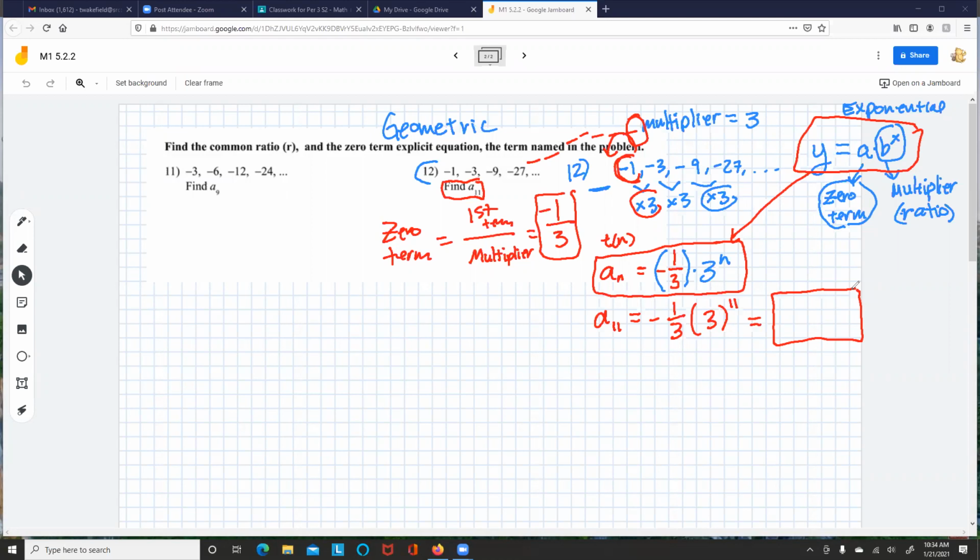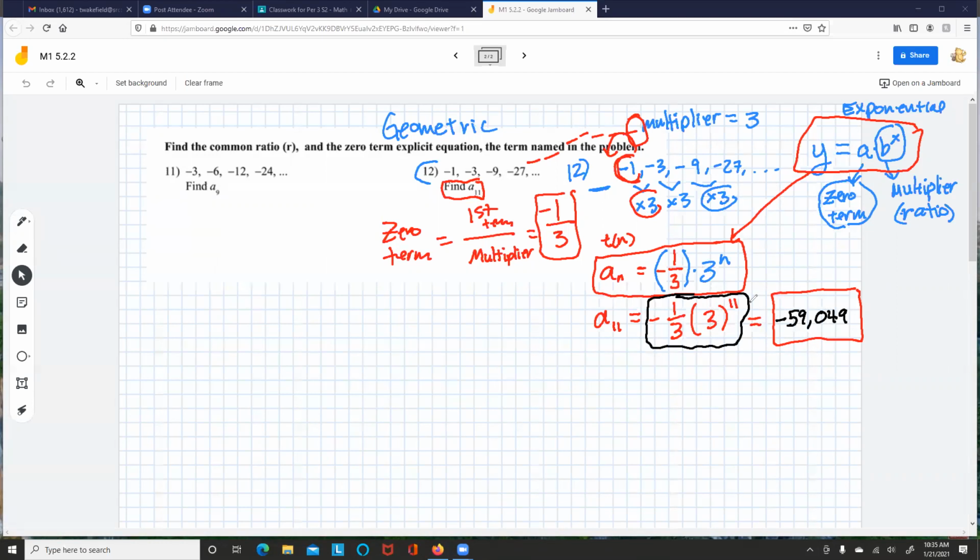Negative 59,049. Yes, good. Use your calculators. Negative 59,049 is the answer. When you plug this into your calculator correctly, you should get this. Very important you try it in your calculator, because if you're not using your calculator correctly, you're going to get a different answer. So you must try this to make sure you get it right on the homework and the test. Okay, so that is the 11th term in the sequence.